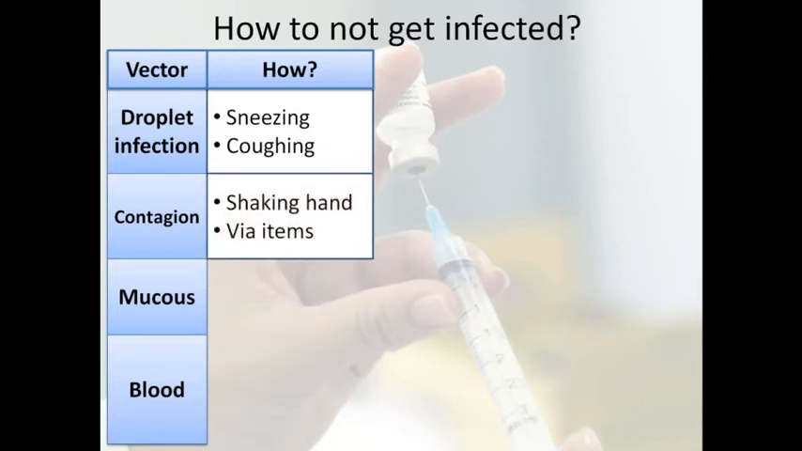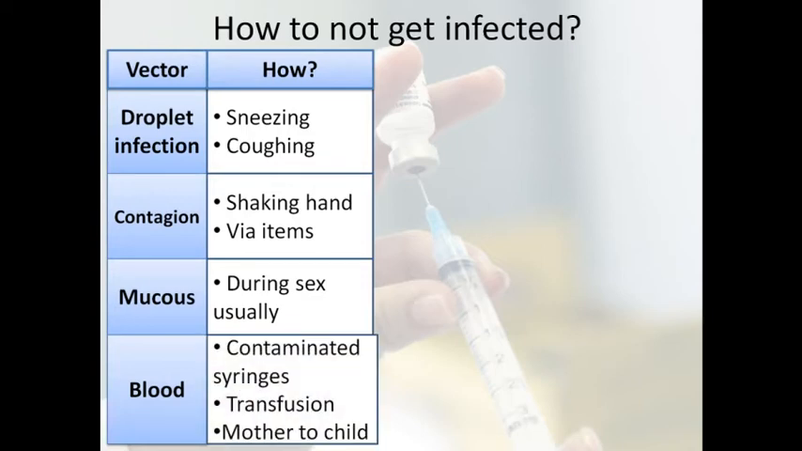And then contagion, which is when you touch something with your skin, for example shaking a hand or through items like phones or doorknobs. Then mucus, which usually transmits diseases during sex. And then finally blood, which is, for example, if you get shot by a contaminated syringe or blood transfusion, or from mother to child. They can also get infected with disease.